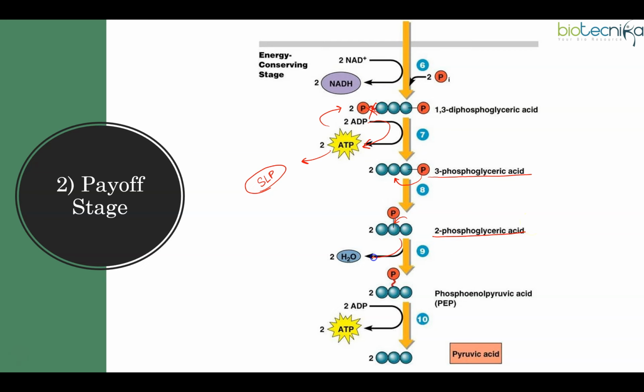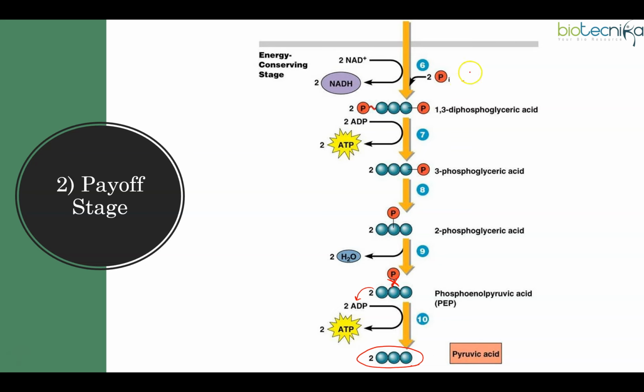Now there is a removal of a water molecule which results in a high energy bond called the enol group, and thus the molecule will become phosphoenol pyruvic acid, or you can also say phosphoenol pyruvate. From phosphoenol pyruvate, again by the breaking of this high energy bond, free energy is released which is used in the conversion from ADP to ATP, and finally it will be producing pyruvate.